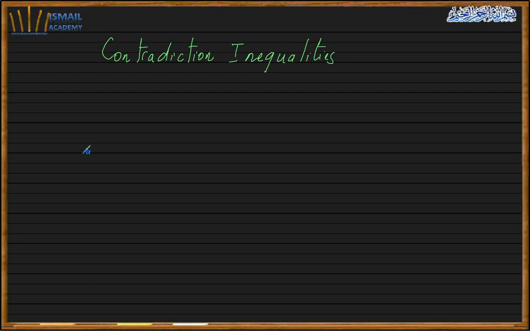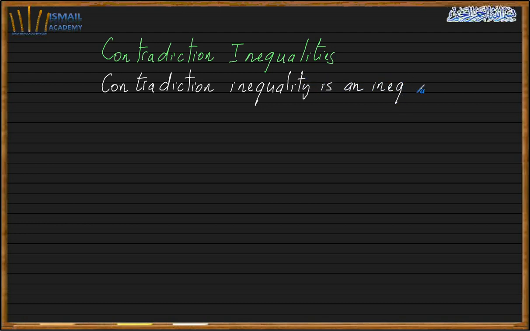A contradiction inequality is an inequality that is always false regardless of the value of its variable.